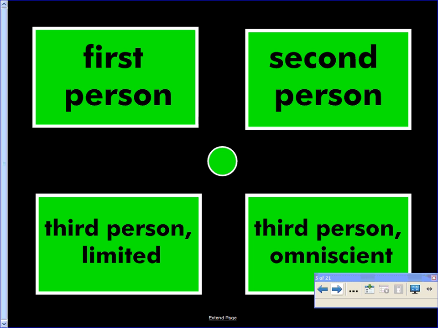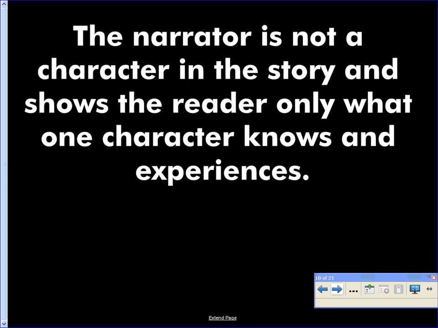Let's talk about the third person points of view now. We can talk first about third person limited. Third person limited is very similar to first person. Let's look at the definition. The narrator is not a character in the story and shows the reader only what one character knows and experiences.